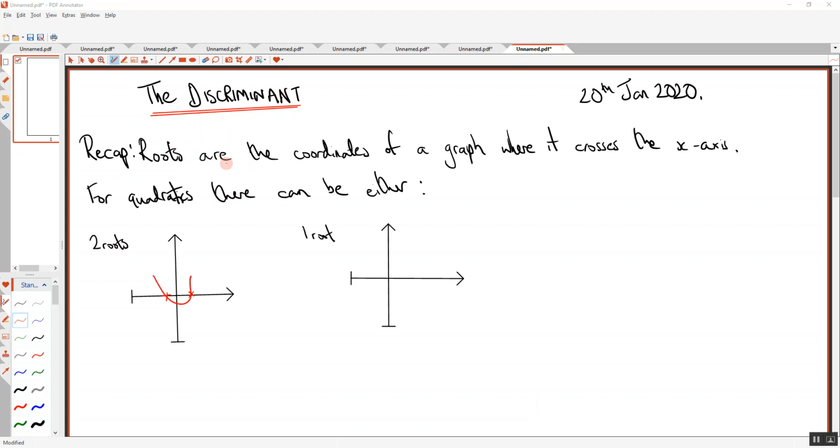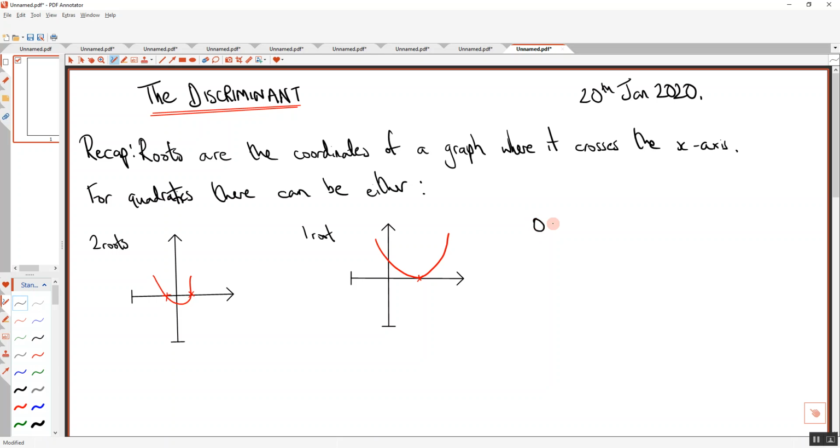Okay, so the discriminant roots are the coordinates of a graph where it crosses the x-axis. For quadratics, we can either have two roots, 1, 2. We can have one root, so that means it touches the x-axis once. Okay, so it touches once.